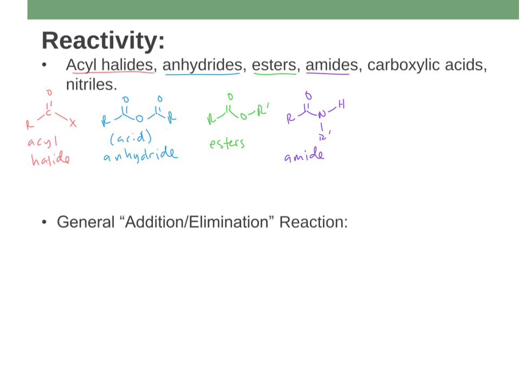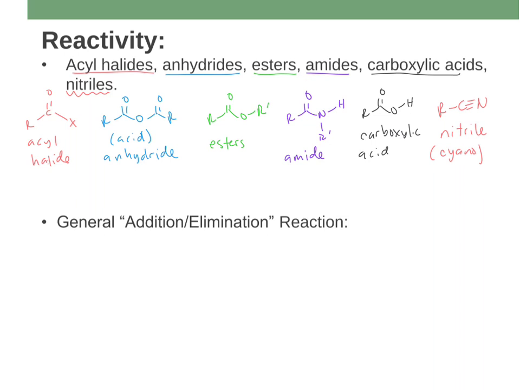We all know what good old carboxylic acids are. Carboxylic acids are when you have a carbonyl but it has an OH on it. So carboxylic acid. And then lastly, we have the nitriles. So nitriles are when you have a cyano group, a C triple bond N. So this is a nitrile. This is sometimes referred to as a cyano group. Just like a hydroxyl group makes you an alcohol, a cyano group makes you a nitrile. So you might hear those also.